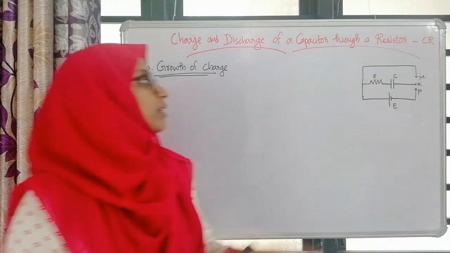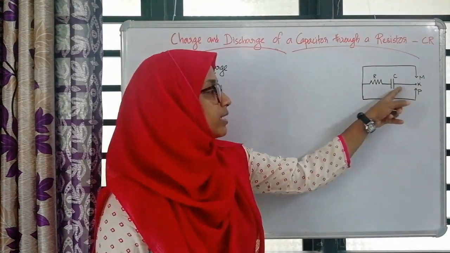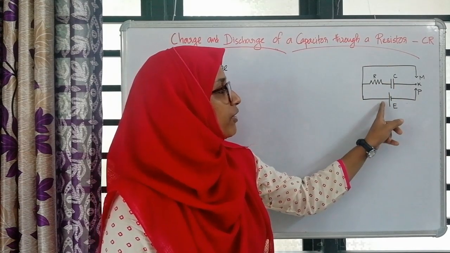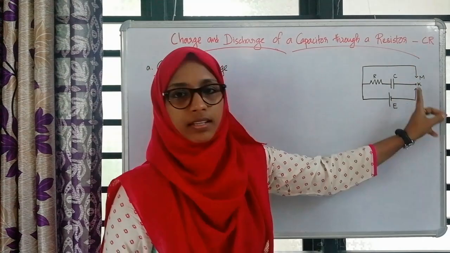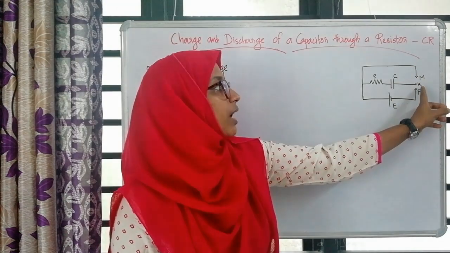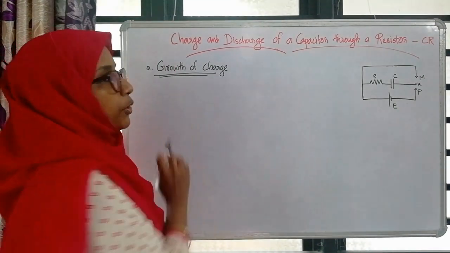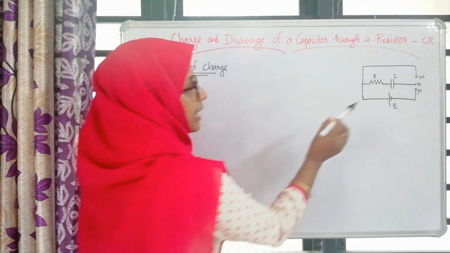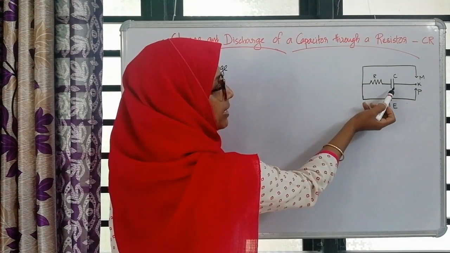Consider a capacitor and a resistor connected in series, and an applied EMF connected through a Morse key. That is, there is an option to charge and discharge. First, we consider the growth of charge. In such a case, the key is pressed to the position P. That is, the capacitor gets charged.